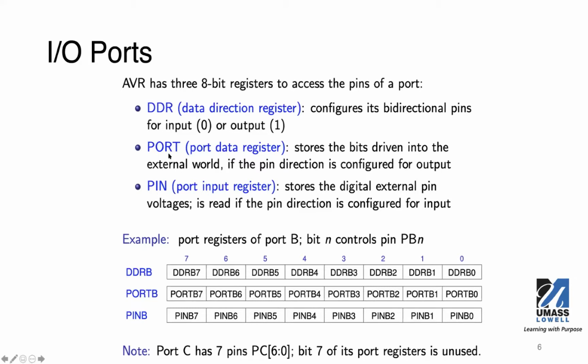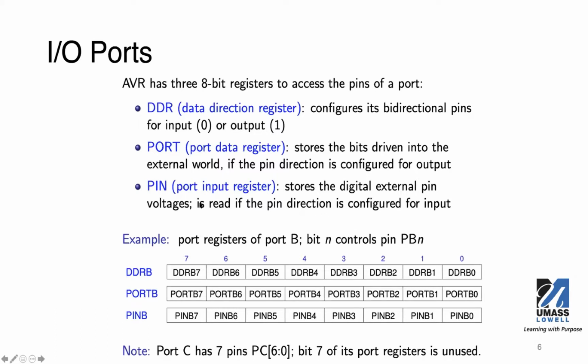The second register is the port register. It refers to port data. It stores the bits driven to the external world if the pin direction is configured for output. On the other hand, we have a port input register, or PIN. This is for reading values as the digital inputs from the external world. So you store the digital external pin voltages, and it's read if the pin direction is configured for input.